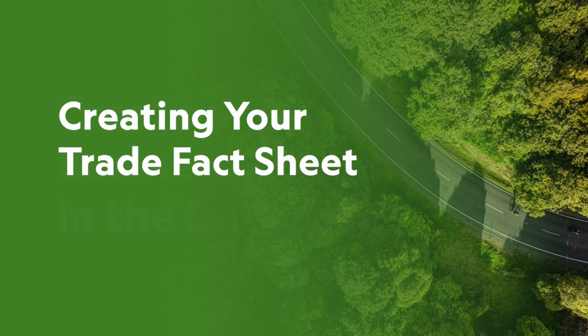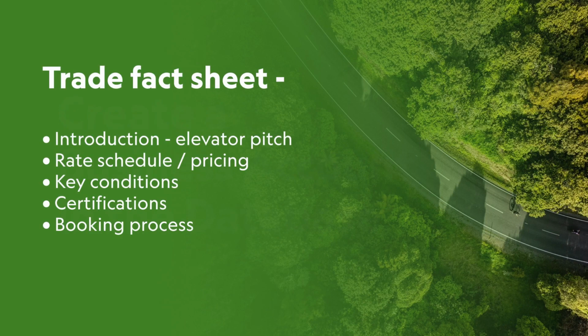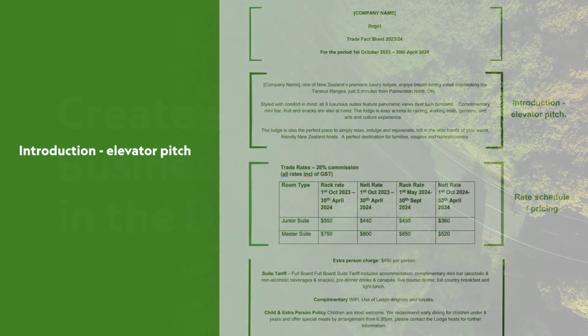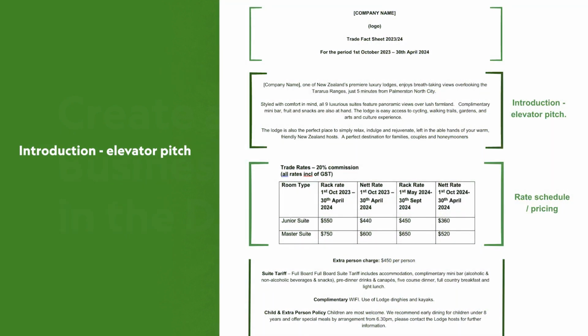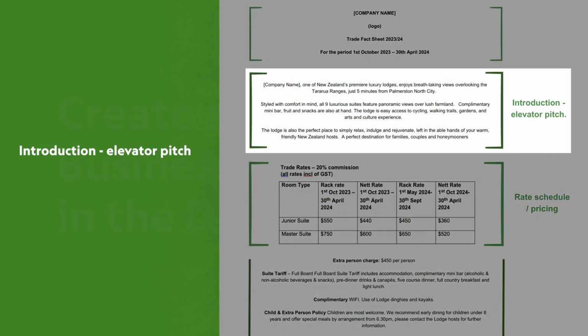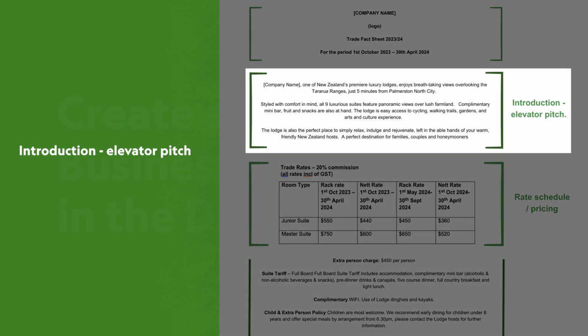A trade fact sheet includes key information, written specifically for travel trade about your product offering. Looking at the elevator pitch on our trade fact sheet example, this is where you highlight key selling points, features of the property and type of customer that is most suited. For example, families and couples.